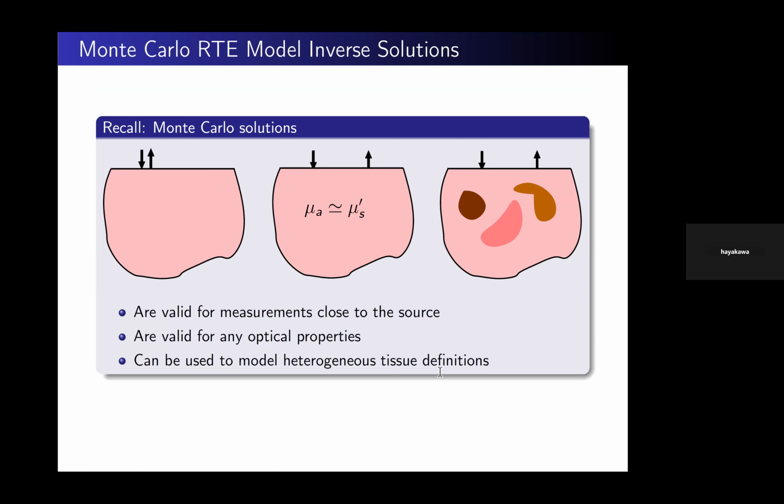So I'll just go briefly over some Monte Carlo solutions using perturbation and differential Monte Carlo. Since we're talking about gradient based methods, wouldn't it be nice to use Monte Carlo because it's the gold standard? We can use it close to detectors and close to the source. We don't have to worry about optical properties. We can have really complex geometry.